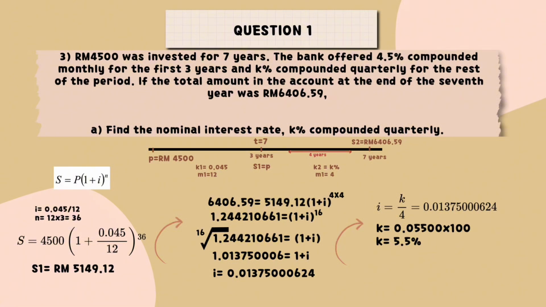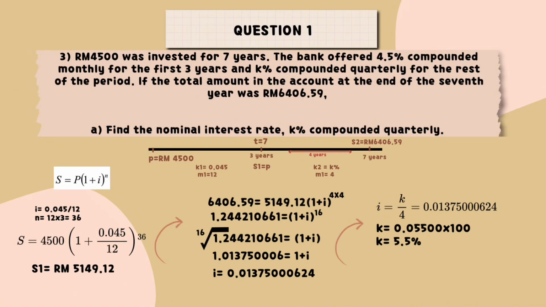Today I want to explain question 1, number 3, A and B. Okay. 4,500 ringgit was invested for 7 years. The bank offered 4.5% compound monthly for the first 3 years and K% compound quarterly for the rest of the period. If the total amount in the account at the end of the 7 years was 6,406 ringgit 59 cents.